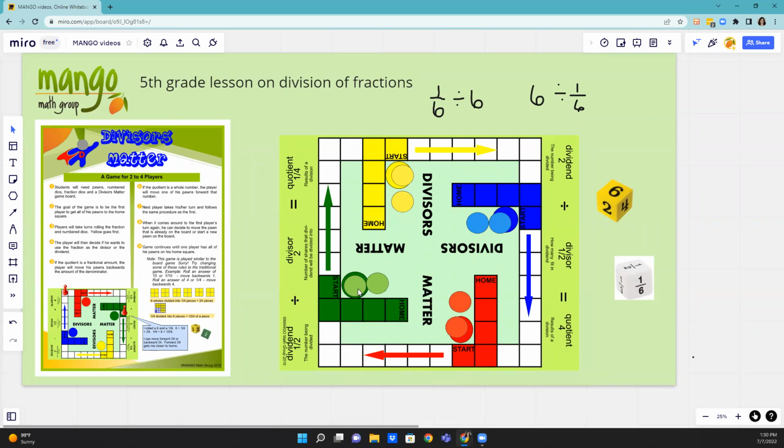It gets kids practicing their division of fractions, and hopefully they enjoy it and have a good time practicing their division of fractions. Enjoy.